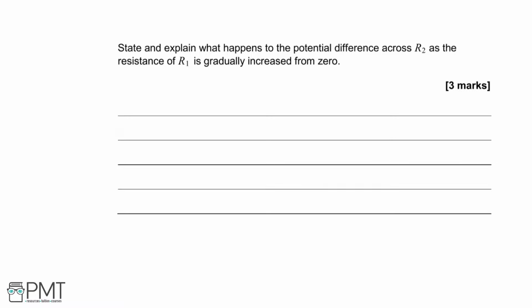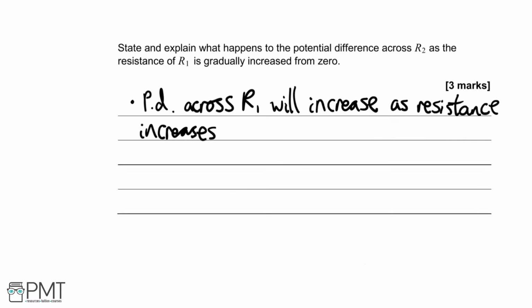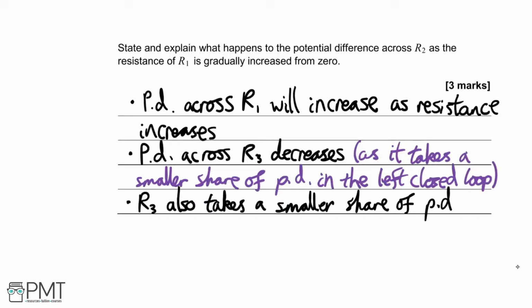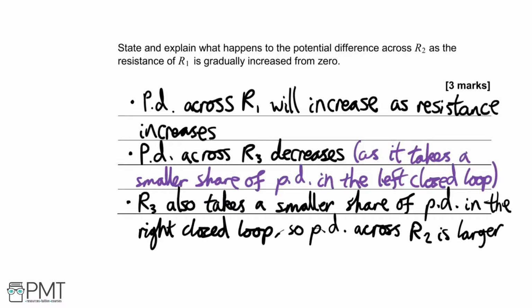So the first thing to note is that by increasing the resistance of R1, its PD will increase. The next thing to say is that R3 will take a smaller share of the PD in its closed loop, so actually the PD across R3 will decrease. With that being the case, it's also going to take a smaller share of PD in the right closed loop, and that will therefore mean that the potential difference across R2 is going to increase. And then those are your 3 marks, those 3 points.